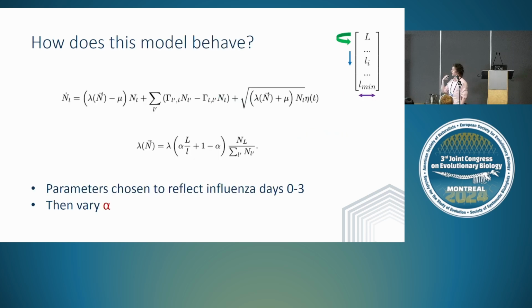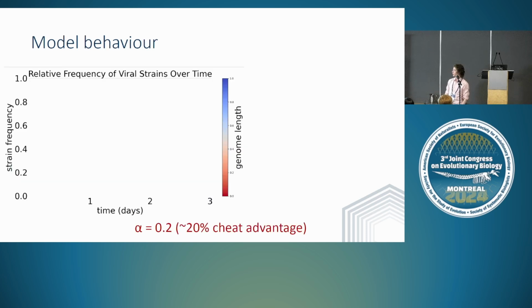Okay, so to explore how this model behaves, we're going to pick parameters for the birth rate, lambda, and the death rate, mu, and we're going to fix them to make it look like influenza during days 0 to 3 of an infection, the acute period. And then we're going to vary alpha and see what happens as we allow cheating to take these different importances. And in this plot that you're going to see, on the x-axis we've got time, and I'm going to fill it in with colors, which is going to be the abundance of different deletion mutants, whereby blue is cooperators that are encoding the public goods, and darker shades of red are increasingly large deletions that have knocked out more and more of the gene.